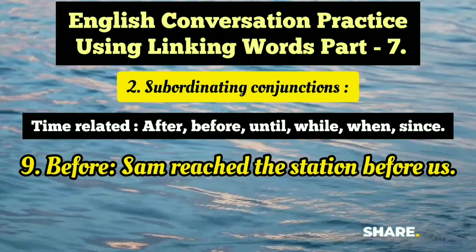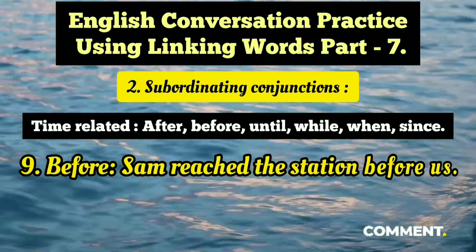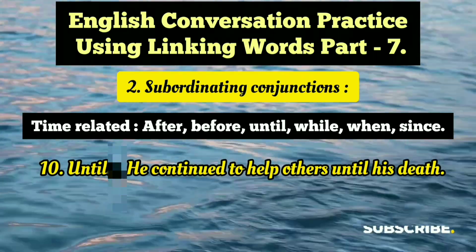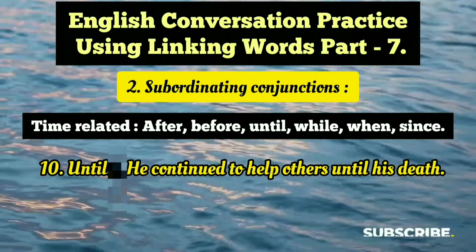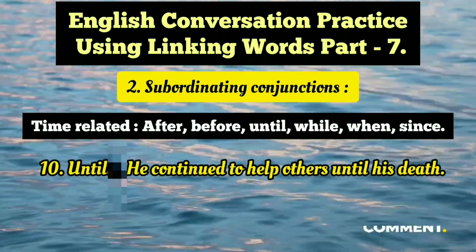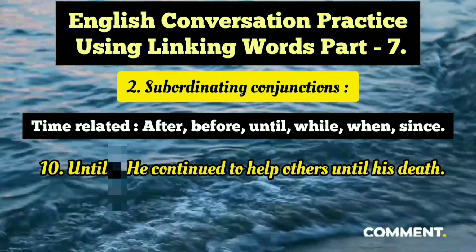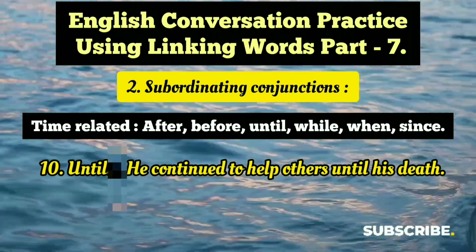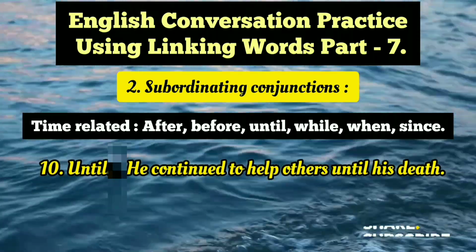Next time related subordinate conjunction is until. Until obviously is used to talk about certain time. So as you see, he continued to help others until his death. So here I am talking about the time, until his death he continued to help others. So like this way you can also use until and join.